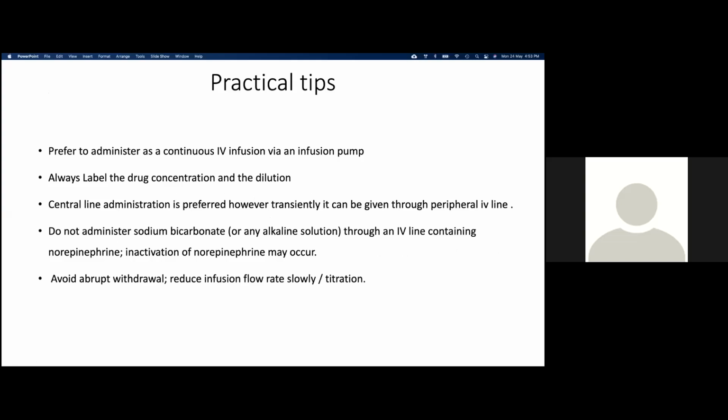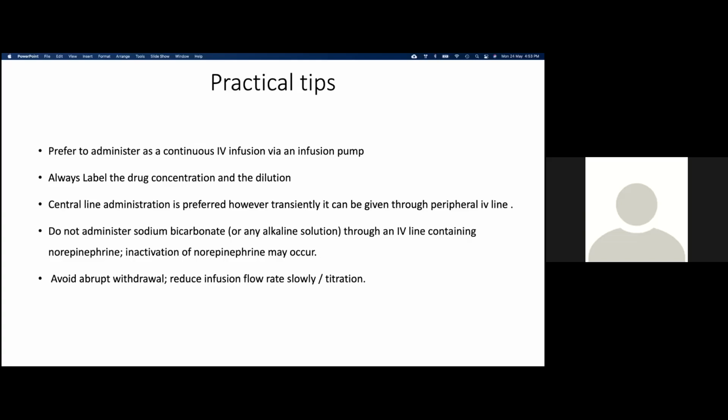Now, practical tips. We always prefer to administer all these inotropic and vasopressor drugs through a continuous IV infusion pump. But transiently, if there is a crisis, we can definitely use flow meters to start the therapy of inotropes and vasopressors. Never forget to label the drug and concentration of the drug, whatever we are using. Central line administration is always preferred, but again, if it is a crisis, we can use a peripheral IV line for just a transient period of time, because if extravasation of these drugs occurs, it will cause local ischemic necrosis.